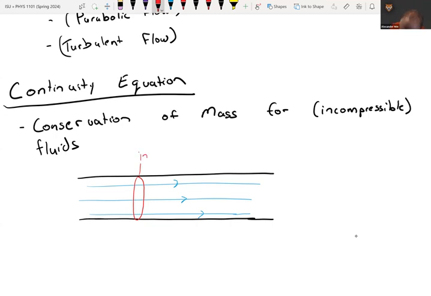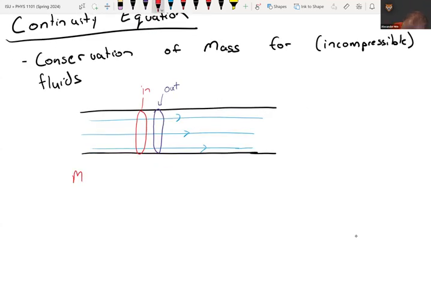This will be my in circle, and then I'll have a purple right here, right next to it. This will be my out circle. Okay. So the idea behind conservation of mass, and I'll change colors, is that the mass into the red circle has to be equal to the mass out of the purple circle. And that is basically where the continuity equation starts.